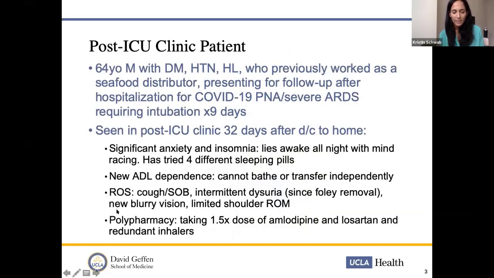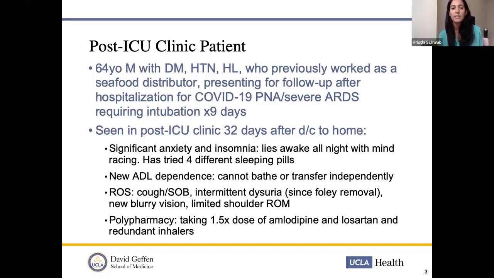To put a face to PICS, another face after some of the good primers we got before, this is one patient we saw in our post-ICU clinic recently. He's a 64-year-old with diabetes, hypertension, hyperlipidemia. He previously worked as a seafood distributor, and he presented to our clinic after being hospitalized with COVID and severe ARDS. He was intubated for about 9 days, was paralyzed and prone, and we saw him in clinic about a month after he was discharged to home.